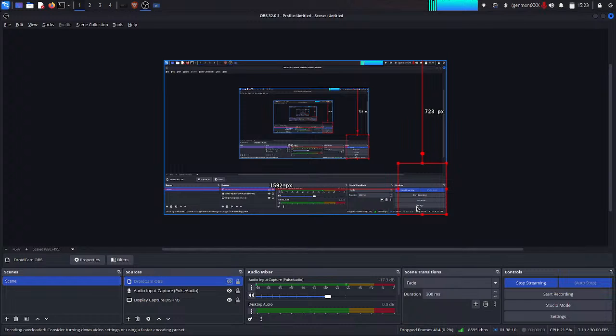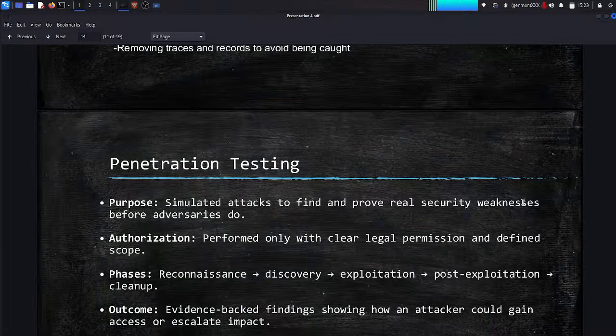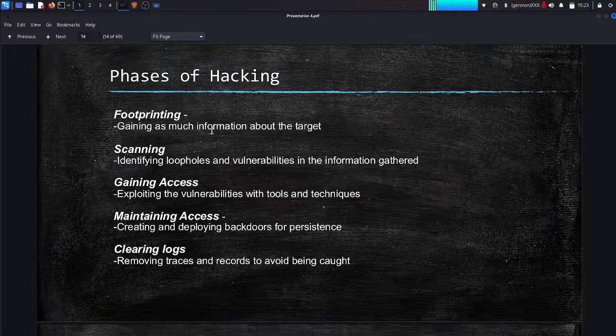Okay, so we have reached the end of the stream, and we are left with some crucial topics. So let's move to the phases of hacking. The first one is footprinting. What is footprinting? Gaining as much information as possible about the target. If we want to target someone, firstly we should know about the target. Who is he? What does he do? And where does he live?